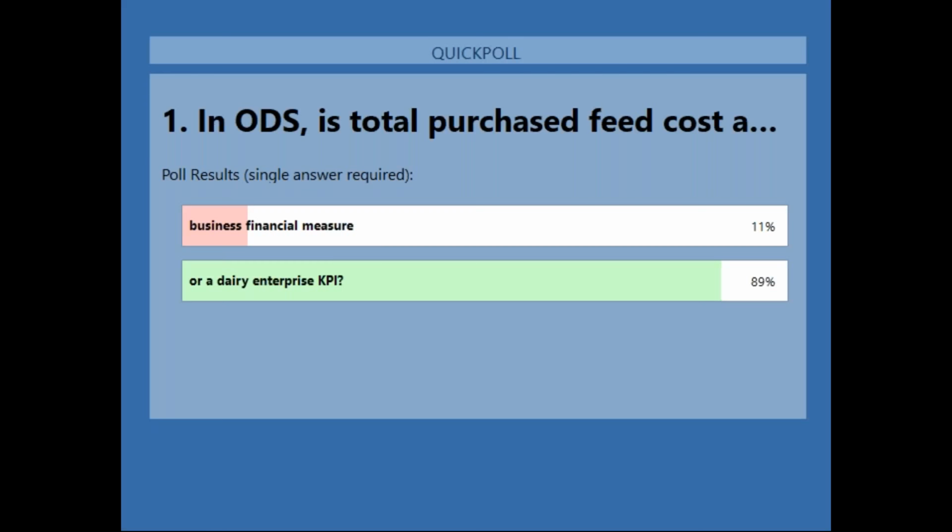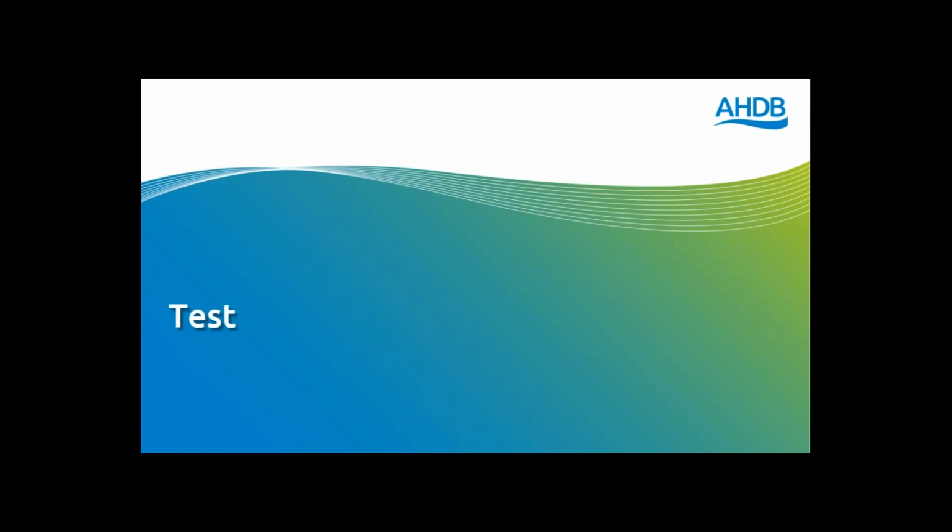Which is the correct answer? The correct answer is that total purchase feed cost is a dairy enterprise KPI. And the majority got that right. That's good. Super.